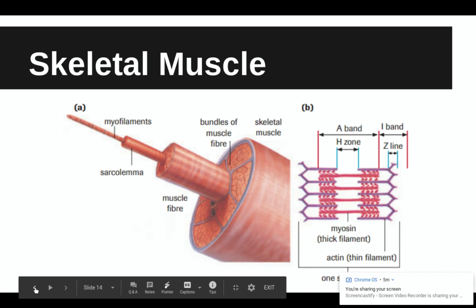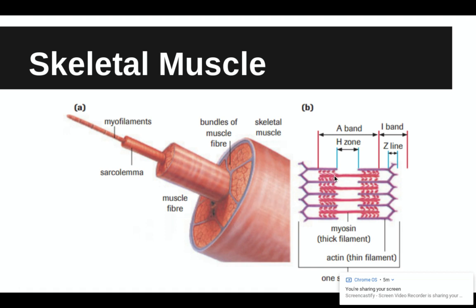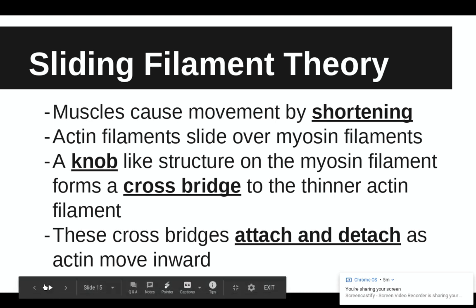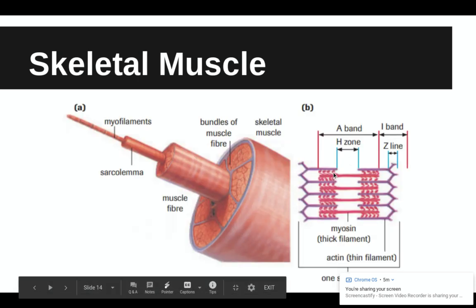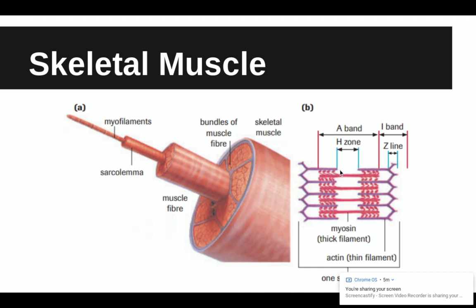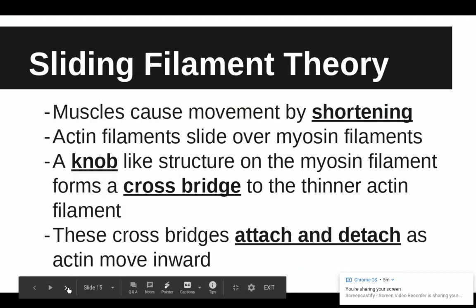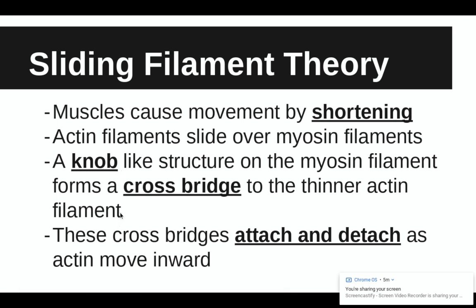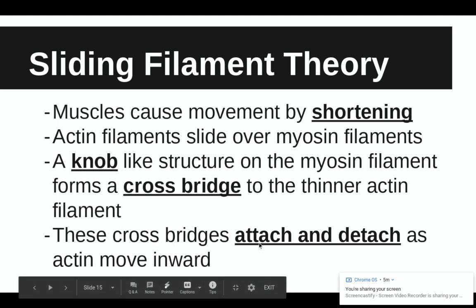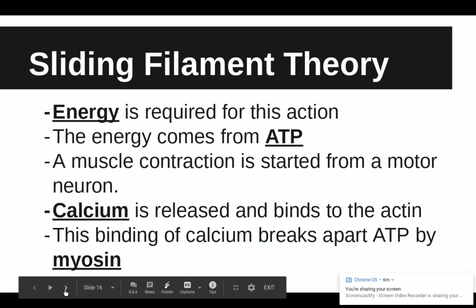So if we look back here, here is our myosin filament. This would be the little structure that grabs a hold of the actin and pulls the actin together, making our H zone smaller. Okay, so that would be the knob-like structure pulls it together. These cross bridges attach and detach as the actin moves inwards.